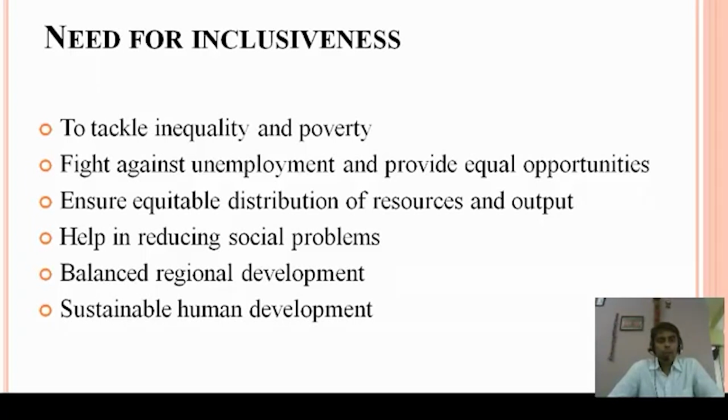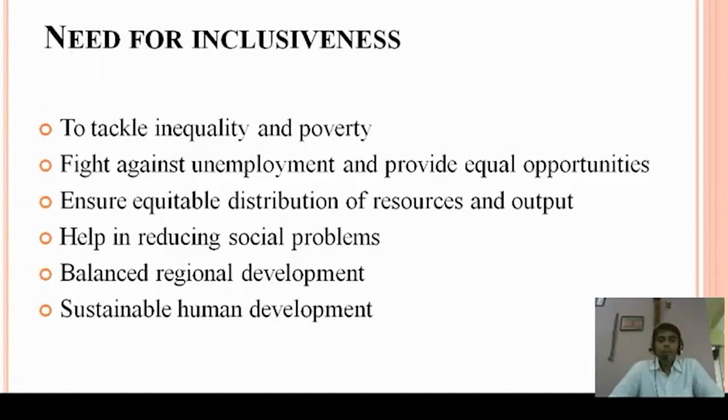The more we have inclusive development, the more we have equitable distribution of resources, and the more we have equitable distribution of the output. Inclusiveness helps us in reducing social problems, because the more unequal the distribution of income and opportunities, the higher the poverty level in the country. As we know, unequal distribution of income provides more conditions for crime, and in that case we have to have inclusiveness in our developmental model.